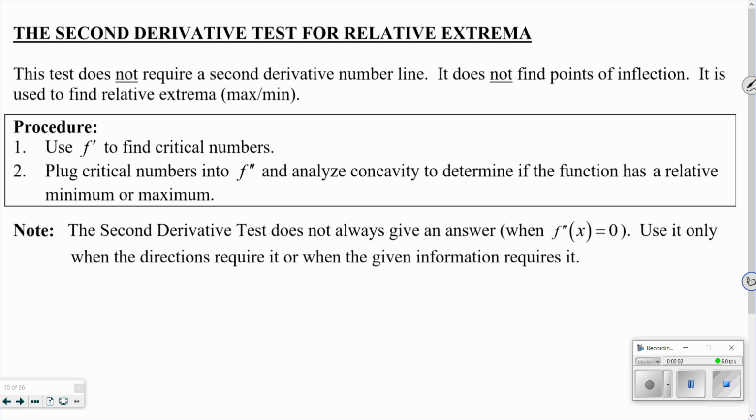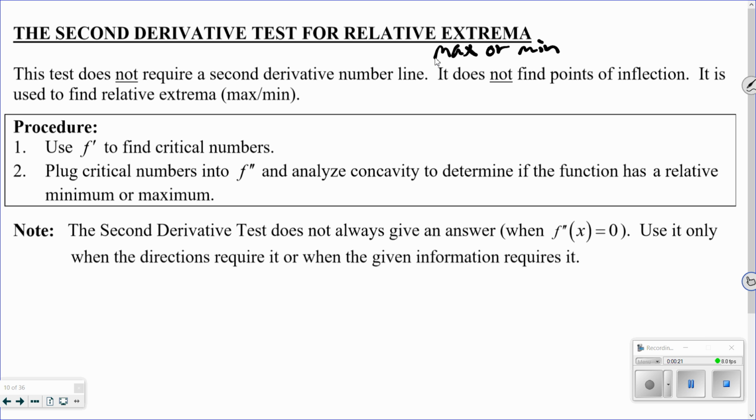This is the second part of 4.5. It's the second derivative test for relative extrema. So a couple of things. Remember what relative extrema are. Relative extrema are maxes and mins. So find relative maxes and relative mins.